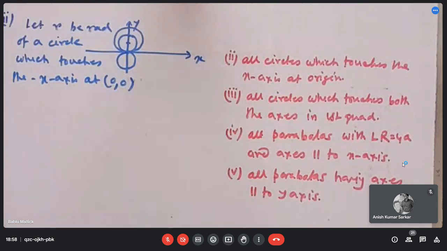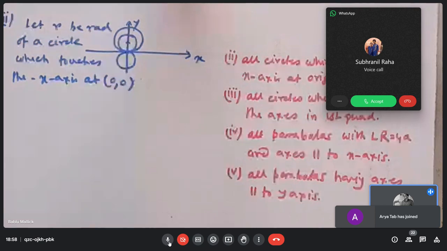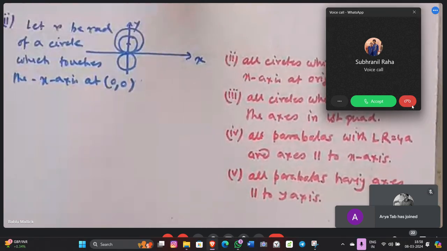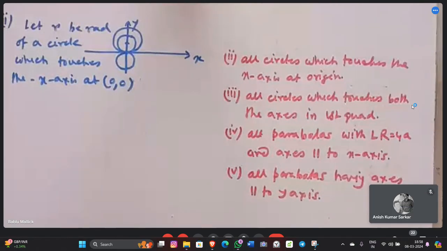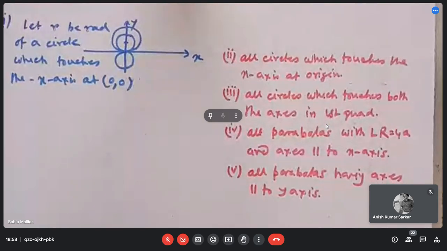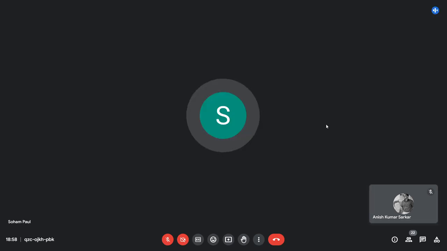Then its equation can be written as, can anyone follow, what will be its equation? Anyone please? x square plus y square equal to r square. Any other student?